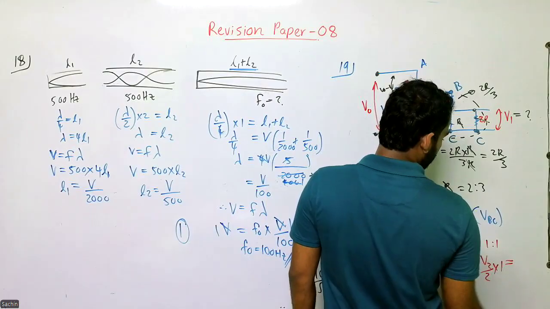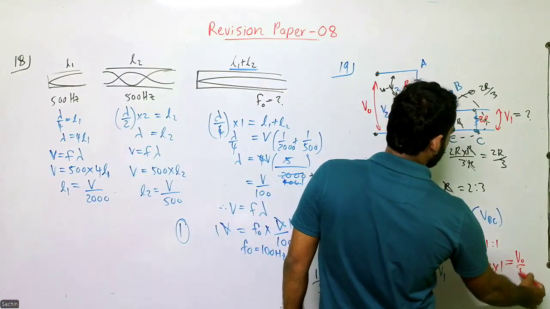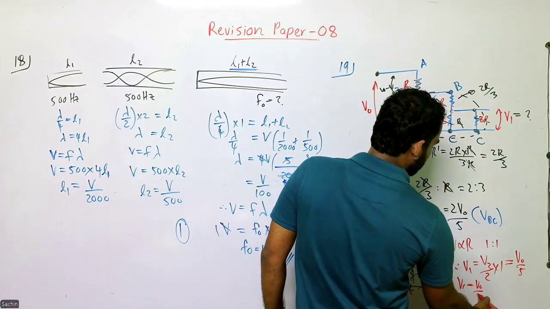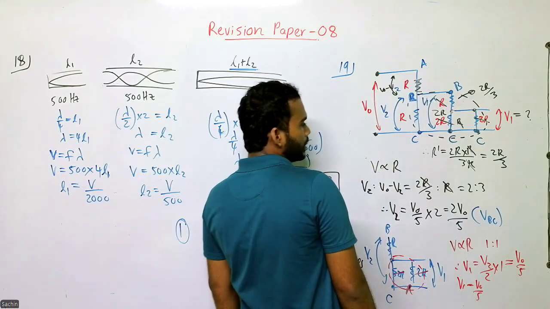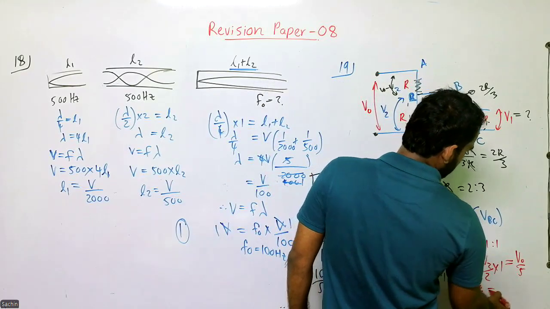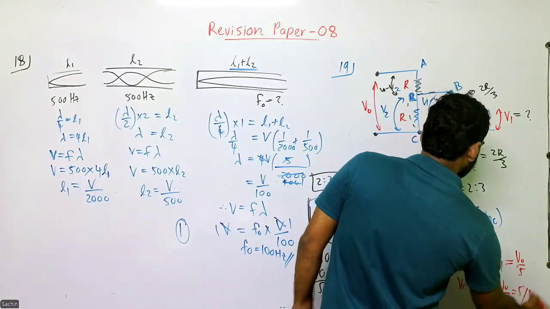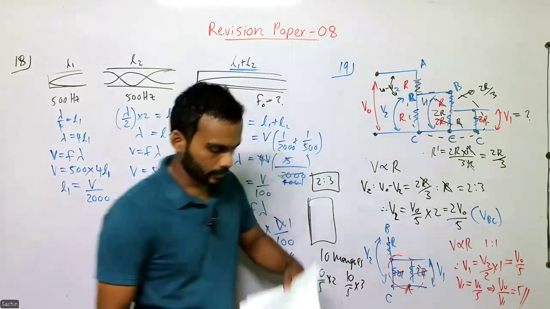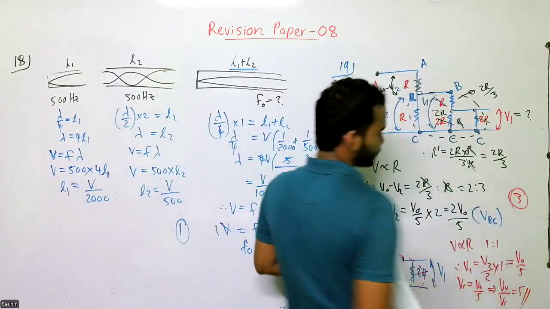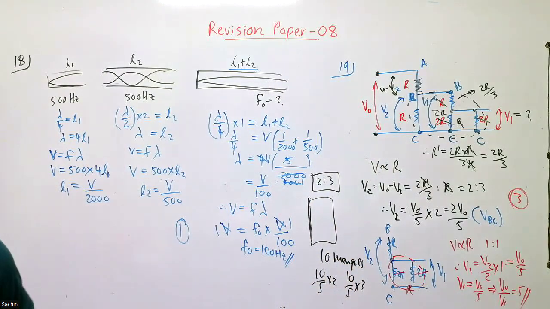V2 is 2V0 over 5. 2V0 over 5, if you divide by 2, it will be V0 over 5. And now you get V1 is equal to V0 over 5. What you have to evaluate? You have to evaluate V0 over V1, right? So rearrange this. V0 over V1 you get 5. So the answer should be the third option. Simple potential divider circuit.